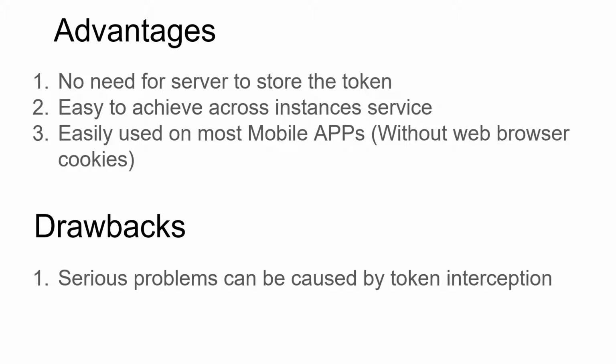There are some advantages of such token-based authentication. The most important one is that the server doesn't need to store the token. Therefore, it can save storage load for the server. Meanwhile, it's easy to achieve service across different server instances, as every server instance has a key to generate the signature. It doesn't depend on cookies of the web browser, so it can be easily used on most mobile applications, rather than only on web browser-based applications. However, once the attackers intercept the token in the process of the communication, attackers can illegally access or even modify the data of the server, which would cause serious problems.